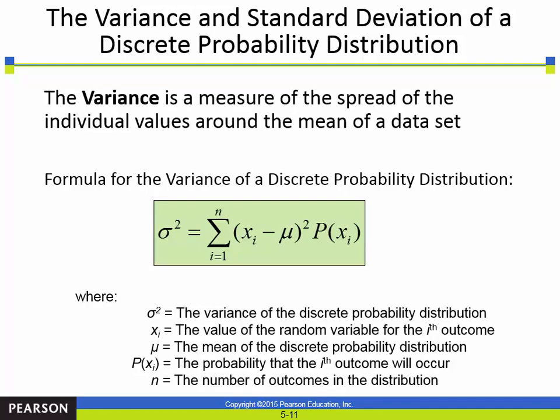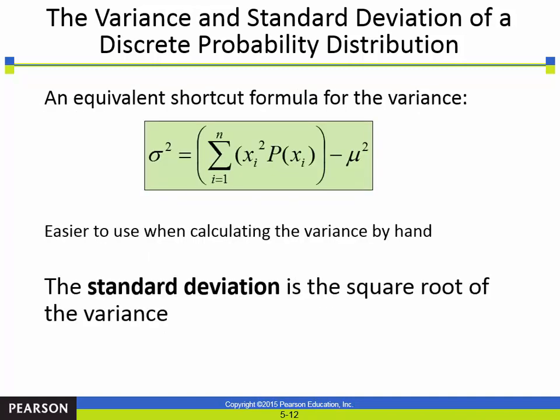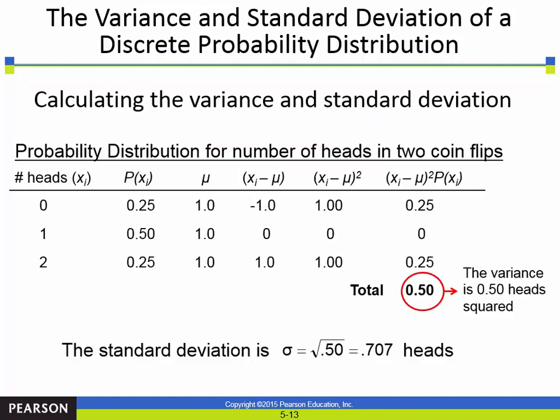The variance, same thing, it's measured as the spread of the individual values. There's the big scary formula. There's the shortcut. Well, when you put it like that, so easy. And then the standard deviation is the square root of the variance.